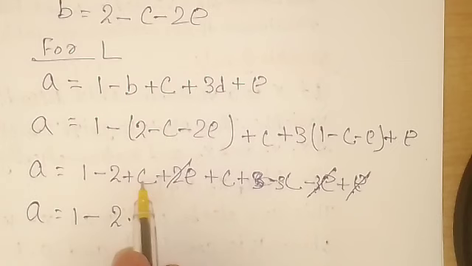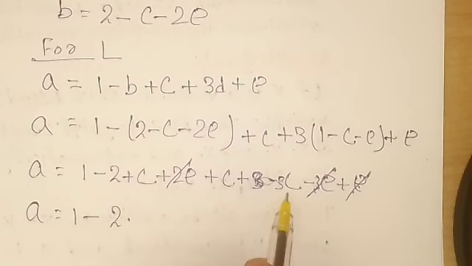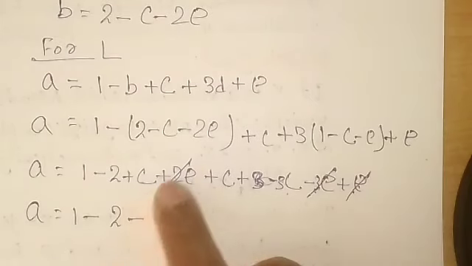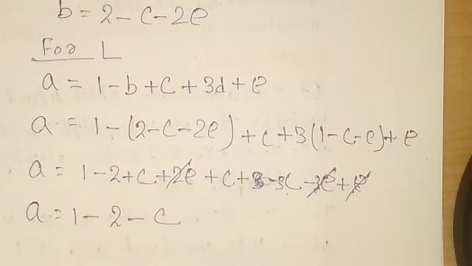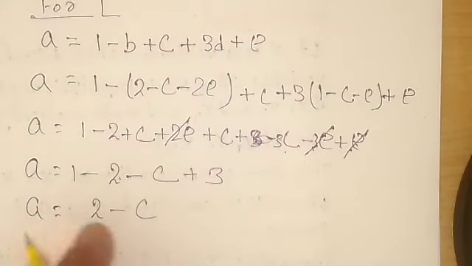1 minus 2c plus c, and this is minus 3c, so 1 minus c, right? Is it correct? Minus 3c and minus minus plus 2c, right? And there is a 3 here, so this is plus 3, right? So a is equal to 1 minus 2 minus 1 plus, so this is 2 minus c. So we already got that a is equal to this one.